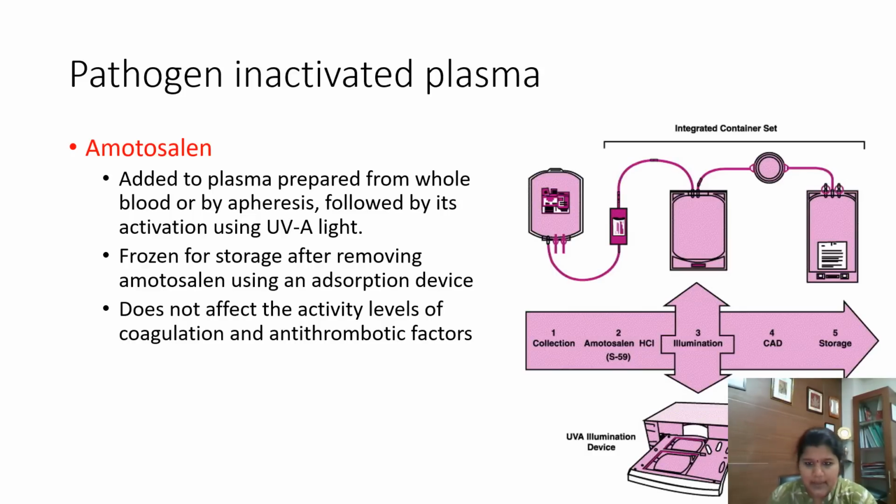Coming to the amotosalen method, as we can see in this picture, the collected FFP is made to pass through a bag containing the chemical compound, after which the chemical compound along with FFP is added to the next bag. Now this bag is subjected to illumination by UVA. In methylene blue, it was visible light. Here it is UVA light. Once it is exposed to the UV light, the content in the bag is then subjected to a compound absorption device. This will remove the chemical compound and the final product is obtained for storage. In the amotosalen method, the activity of coagulation factors or antithrombotic factors is not affected.